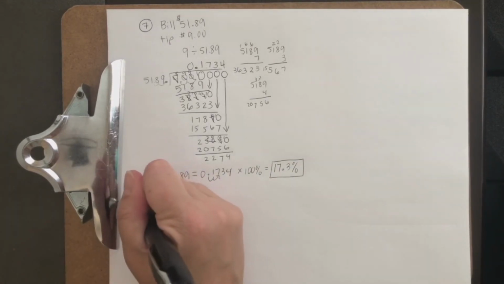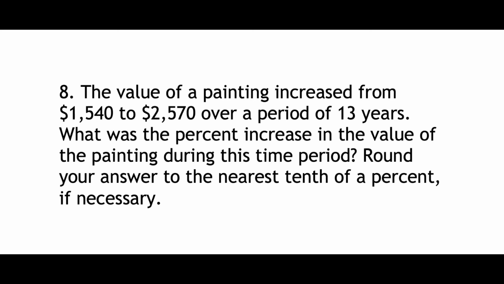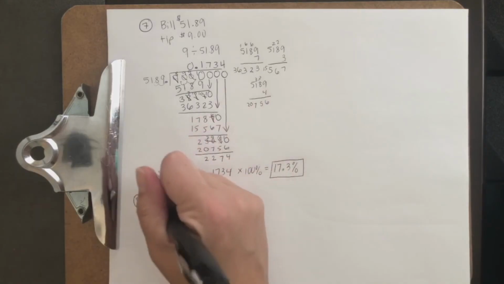Let's do number 8. The value of a painting increased from $1,540 to $2,570 over a period of 13 years. What was the percent increase in the value of the painting during this time period? Round your answer to the nearest tenth of a percent if necessary. So we're doing percent increase.